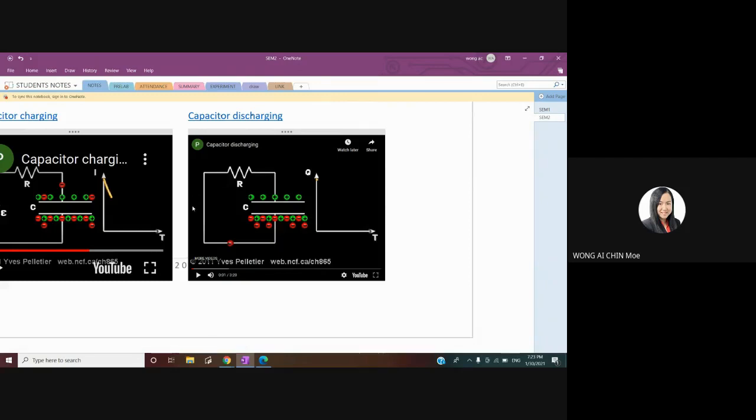So what happens is this negative charge will flow in the opposite direction. Just now it was anti-clockwise, now it flows clockwise, going back to the positive charge to neutralize. Negative and positive will neutralize. If you refer here, initially it will move faster. After that, when it is almost fully discharged, it will become slower.